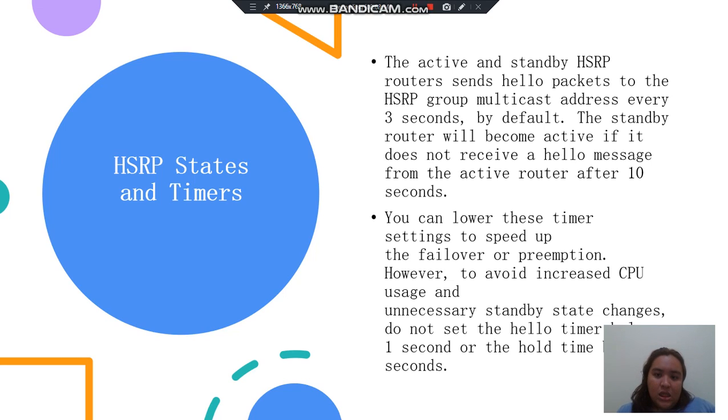So it sends hello messages every 3 seconds by default, and the standby router will become active if it doesn't receive a hello message from the active router after 10 seconds. You can lower those timer settings to speed up failover or preemption. However, to avoid increased CPU usage and unnecessary standby state changes, do not set the hello timer to 1 second or the hold time to 10 seconds.